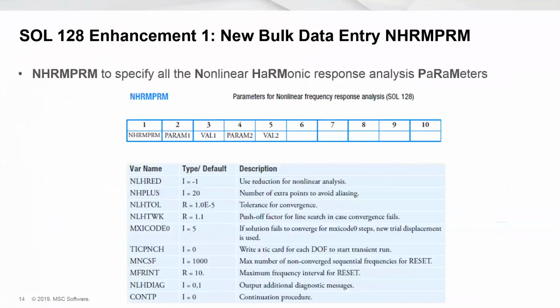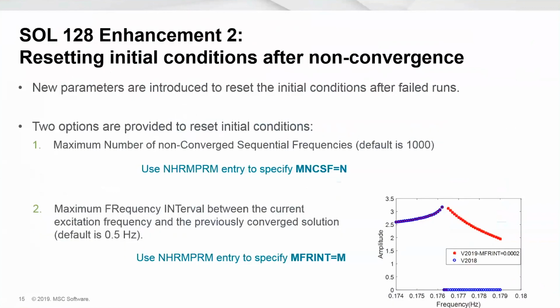So first one, as I said, consolidation of all the nonlinear harmonic response analysis parameters. This new bulk data entry is added, NHRPRM. You can reference this in the quick reference guide for Nastran, and this is to specify all the parameters in one place. Next one is resetting the initial conditions after non-convergence. So non-convergence can occur when the problem has simply become too nonlinear to be handled by the assumptions of the harmonic balance method programmed in solution 128. But it is often the case that the region of instability only persists for a small frequency interval.